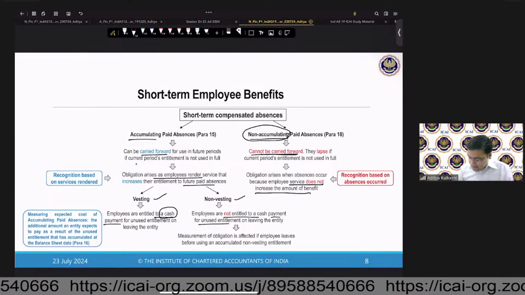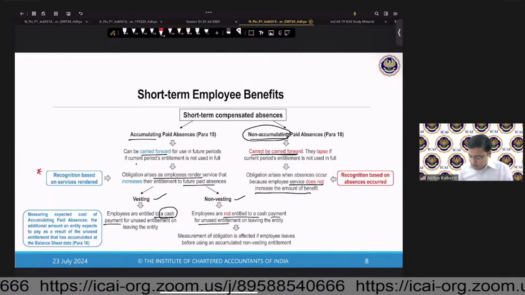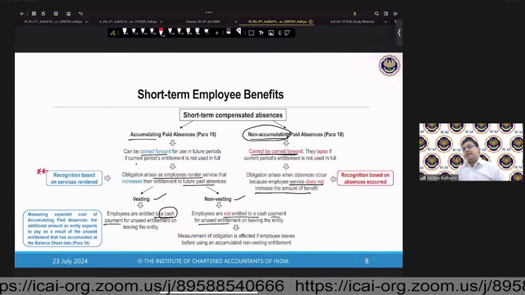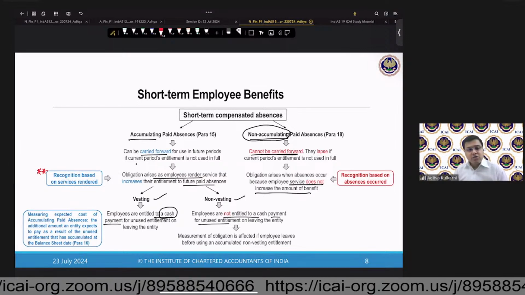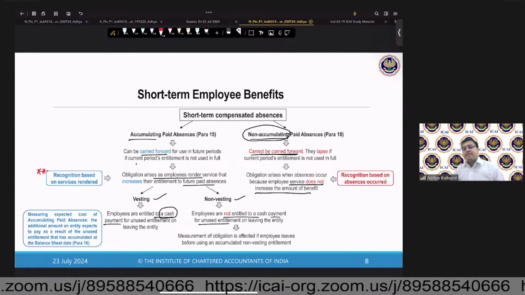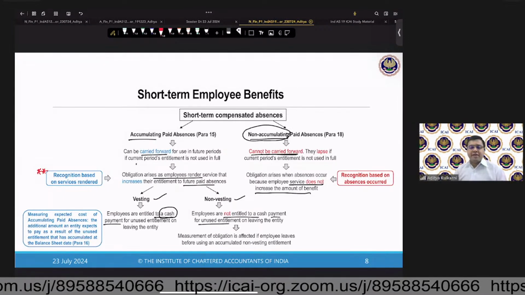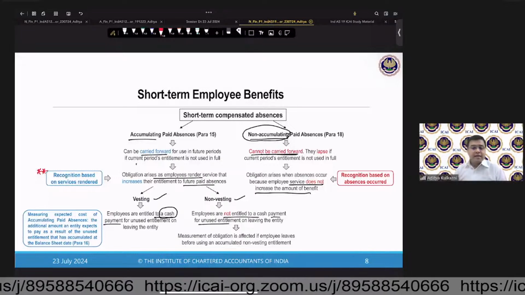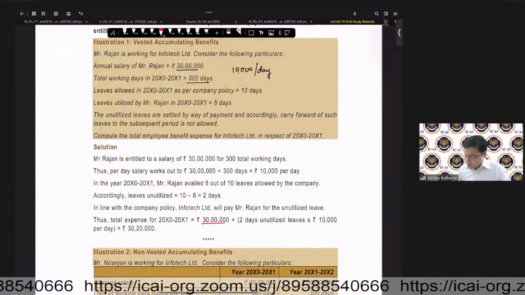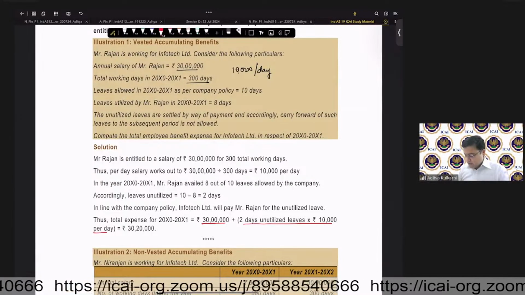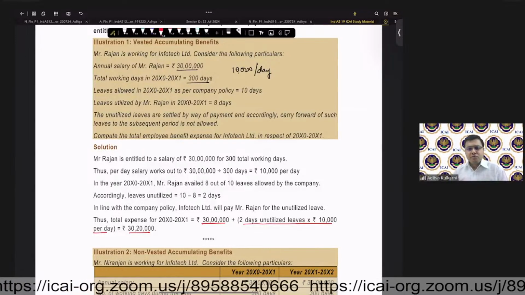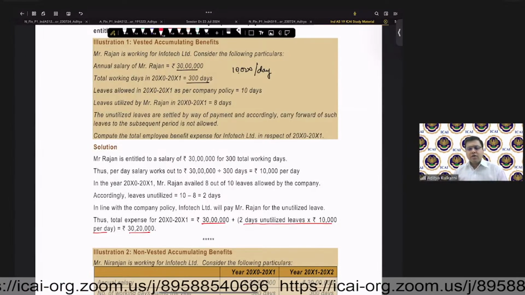So you are recognizing based on services rendered. He came for 2 days. He could actually have taken leave, but he did not. Against those 2 days, he rendered services. Because he rendered services, I will recognize my employee benefit expenses based on services rendered. Are we okay with this? So total expenses 30 lakhs plus 2 days unutilized leave, so that is 30 lakh 20,000. Any doubt so far? Okay, any doubts?